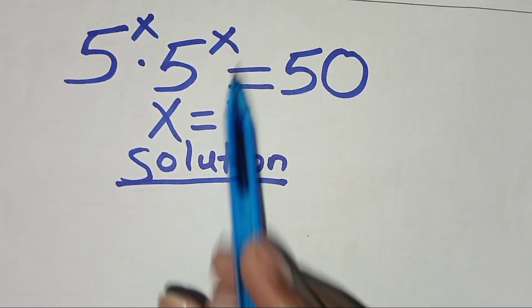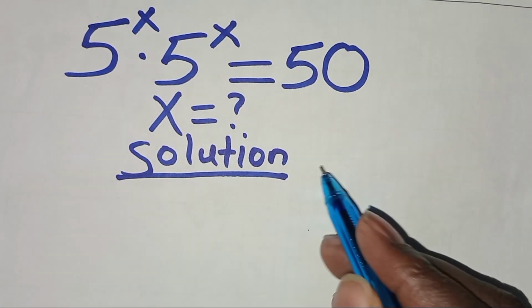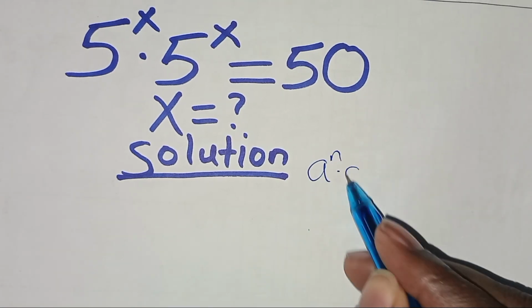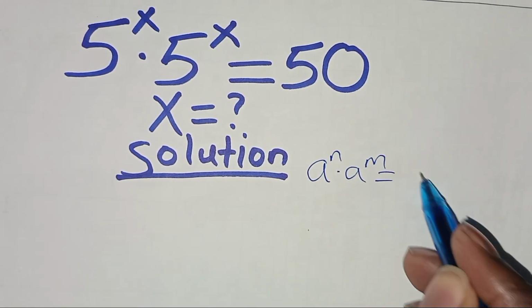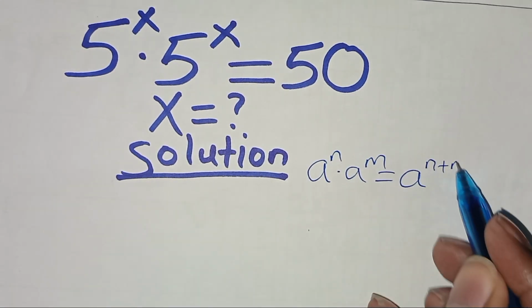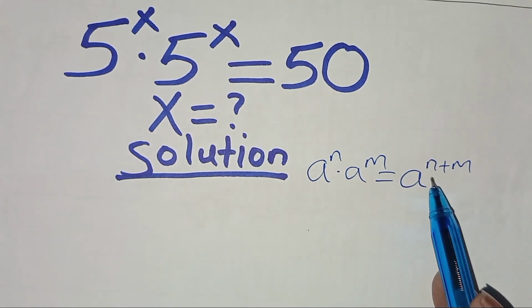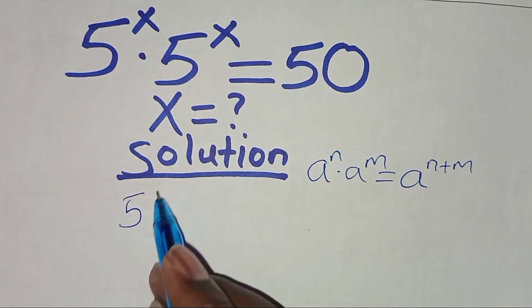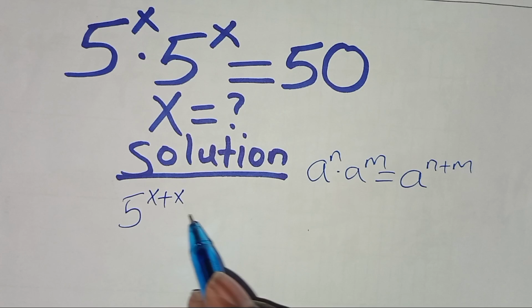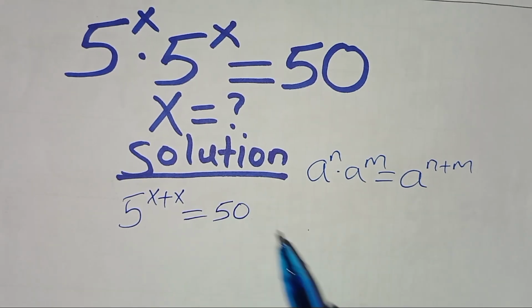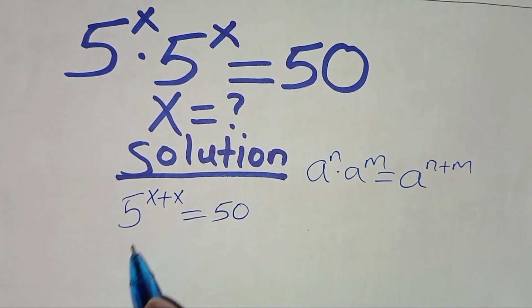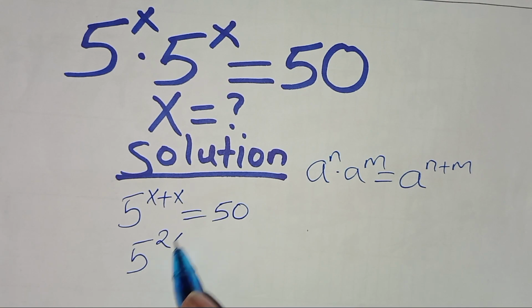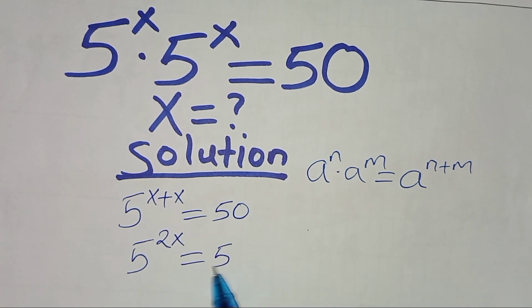Now 5 to the power x times 5 to the power x is in the form of a to the power n times a to the power m, which we can express as a to the power n plus m. So applying this exponent property, we'll have 5 to the power x plus x equal to 50. So this is the same thing as 5 to the power 2x equal to 50.